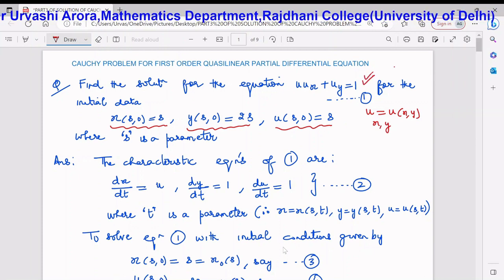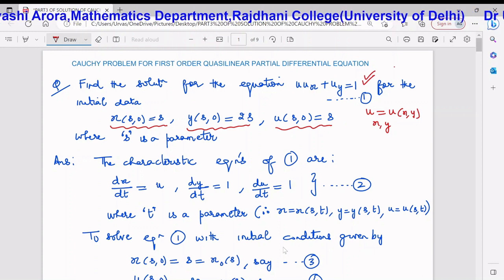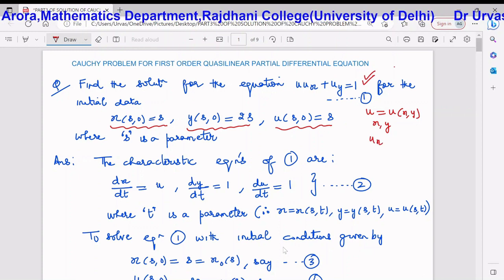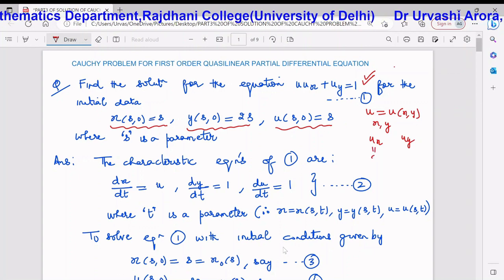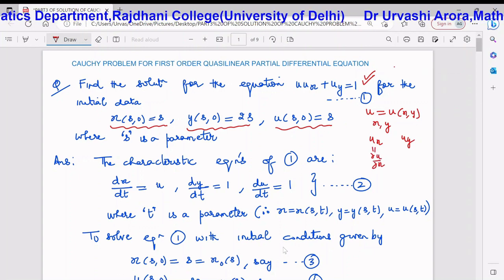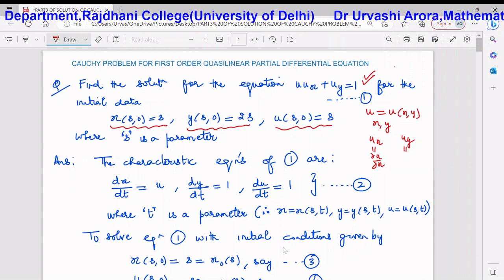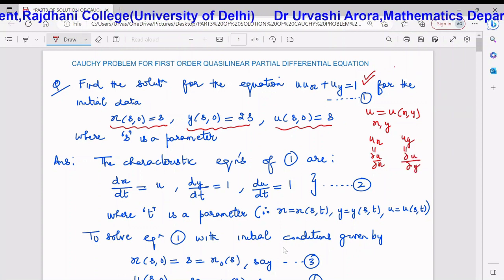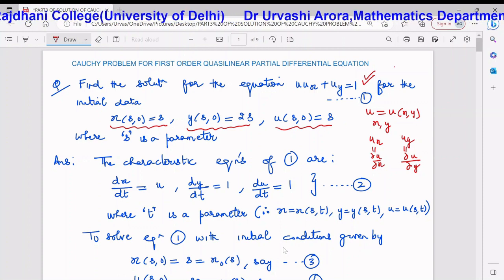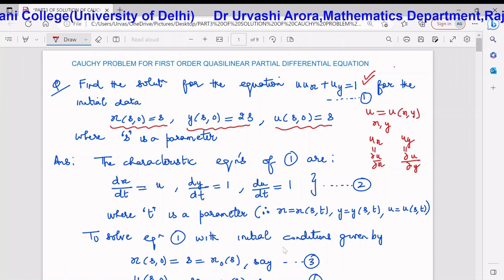Also this particular equation which we have marked as 1, this is a first order equation because first order partial derivatives ux and uy are occurring in this equation 1. Ux is del u by del x, that is the first order partial derivative of u with respect to x, and uy is the first order partial derivative of u with respect to y, del u by del y. So, equation 1 therefore becomes a first order equation.